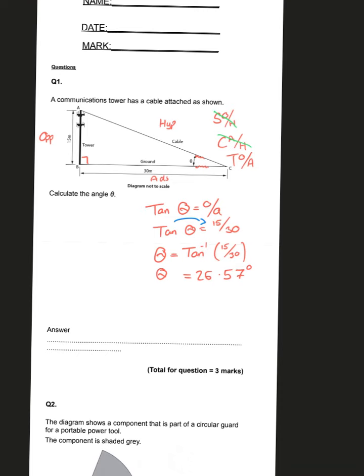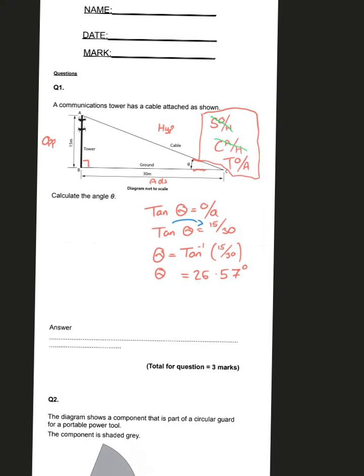So it's just knowing your SOHCAHTOA. It's one of the few things in the course you have to learn off. It's not given to you in the formula book. So learn it off and get used to using it. Anytime you're looking for an angle, you're required to bring the trig function over. When you bring a trig function over, it becomes inverse. So that's what happened here. And we've done plenty of examples of that. Okay, on to question number 2.